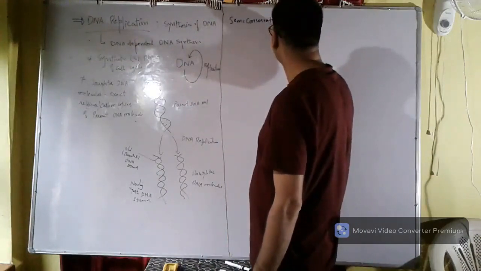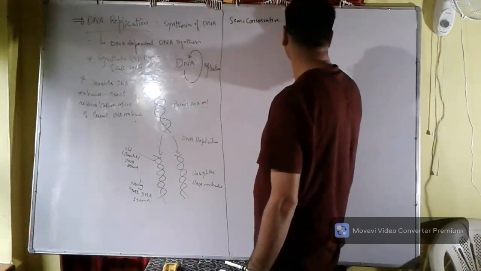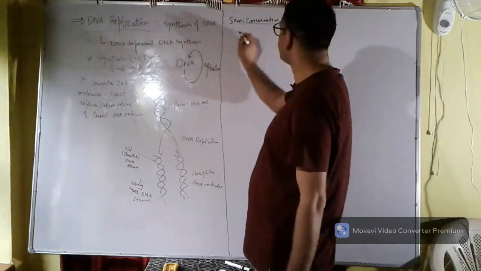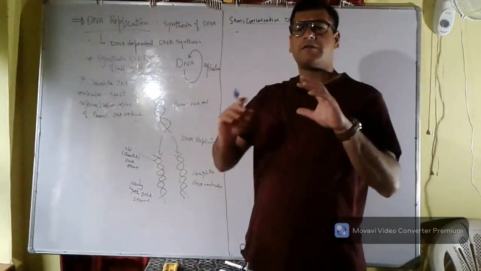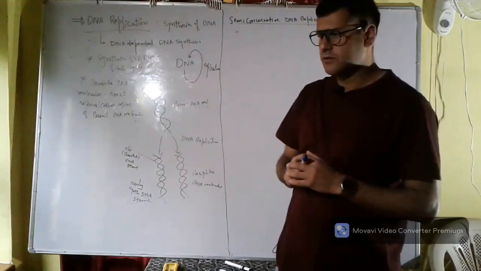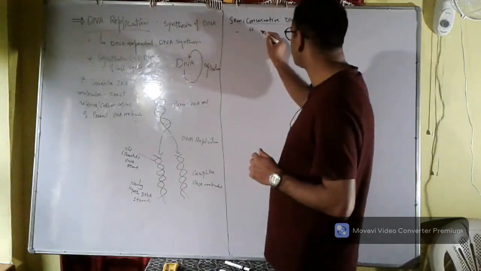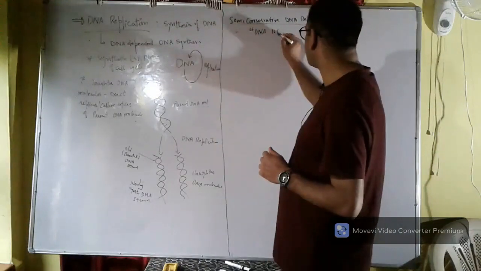Semi-conservative DNA replication. Semi-conservative DNA replication means that DNA is half conserved. What do you mean by semi-conservative DNA replication? DNA is half conserved.